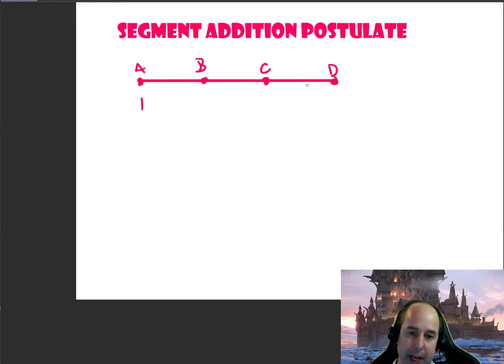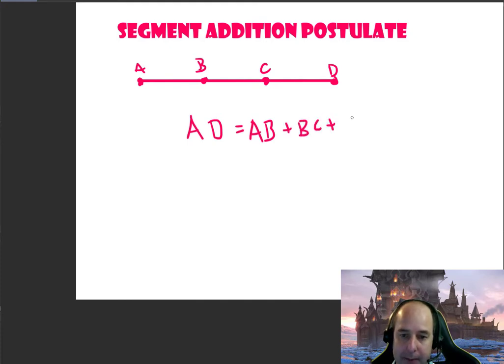If I knew the distance from A to D, then that distance from A to D is really going to be equal to the sum of all these little pieces that make it up. So it's going to be AB plus BC plus CD. If I add all those together, I should get AD. And that's what the segment addition postulate tells us.